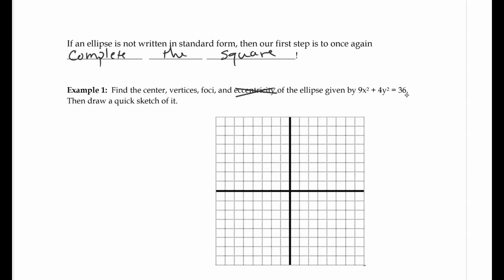What is eccentricity? That is like how close to a circle, how elliptical is this? It's used in astronomy. It talks about the orbit of the sun and things, so you do not have to worry about the eccentricity in this case.